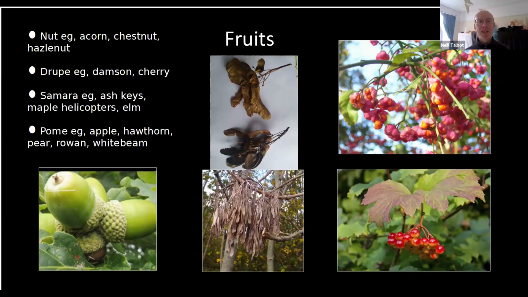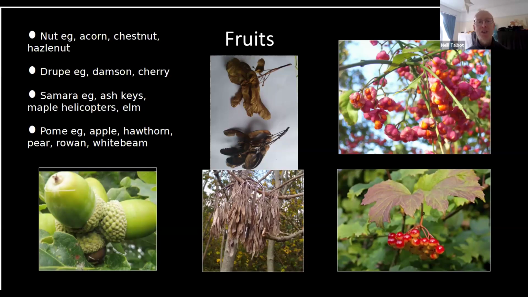So the first type of fruit is a nut, and I think we all know what nuts are, but acorns are an example of that. Then you've got things like chestnut and hazelnut and so on. So there's not loads of those. There's a few native species that have nuts, and a few naturalized ones like walnuts and so on. But I'll talk about horse chestnut later. That's not a native either, but it's naturalized.